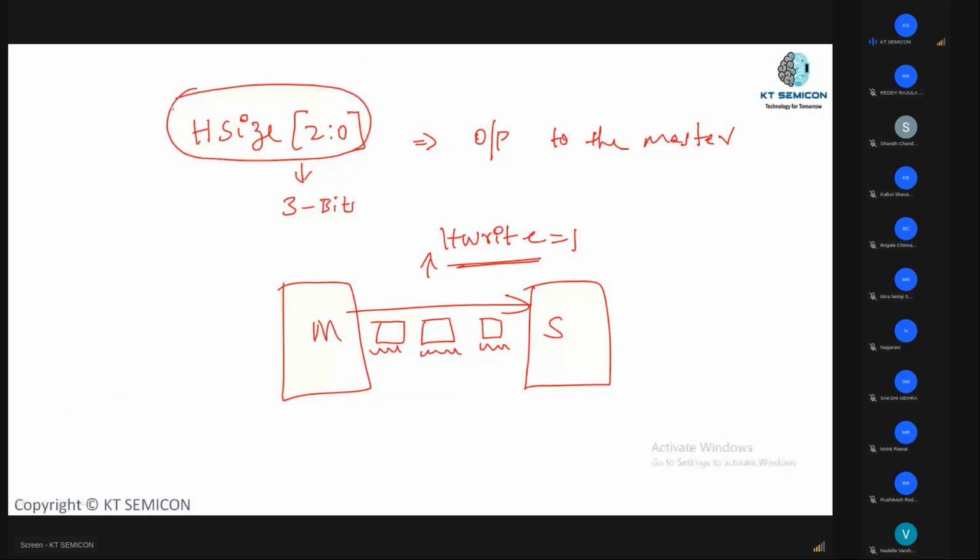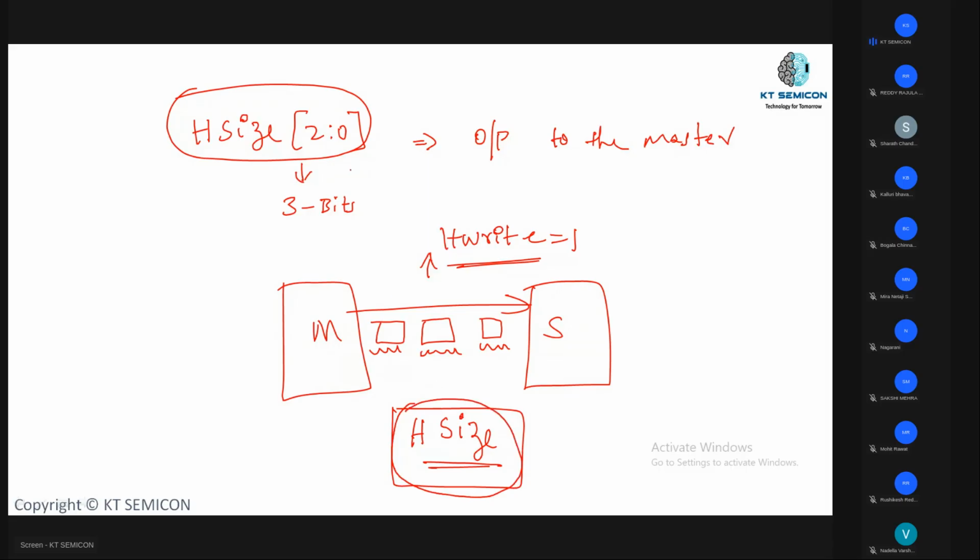So the master is going to use this particular HSIZE signal to indicate the width of this particular data packet, whether it is 8 bit, 16 bit, 32 bit, or 64 bit. It is going to tell the width of this packet using the signal known as HSIZE, which is of 3 bits.